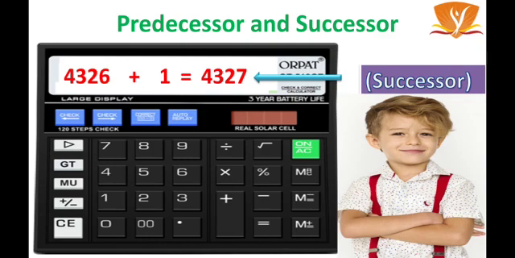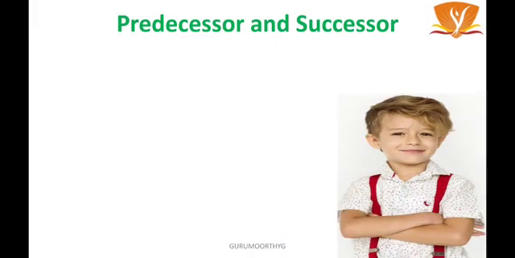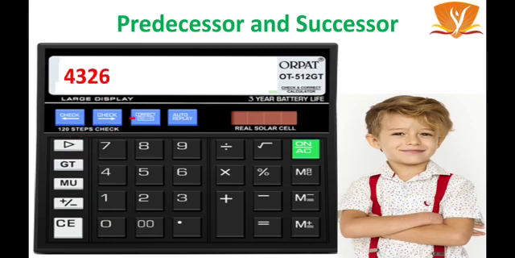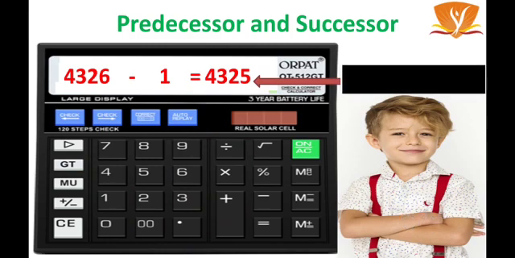What would Rohit get if he subtracts 1 from 4326? Yes, 4326 minus 1 equals 4325. 4325 comes just before 4326. 4325 is the predecessor of 4326.